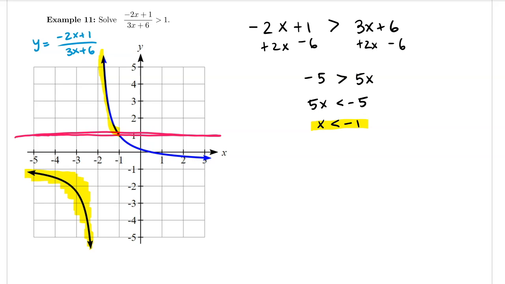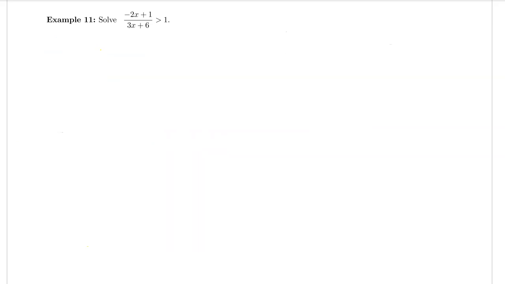So how do we solve this? What I want to do is subtract 1 from both sides of my original inequality. If I do that, we'll get (-2x + 1)/(3x + 6) - 1 > 0. Now, from here, we're going to be able to turn this into a form that looks like the previous example, where I have a single rational expression on one side and 0 on the other side of my inequality.